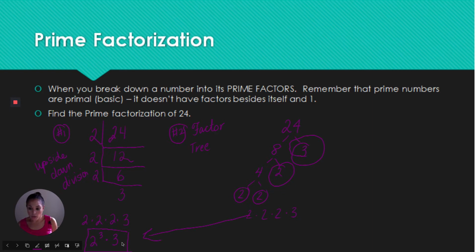You can go in reverse. You can think, okay, what is 2 cubed? 2 cubed is 2 times 2 is 4. 4 times 2 is 8. 8 times 3 is 24. Okay, so you know you have the right answer.